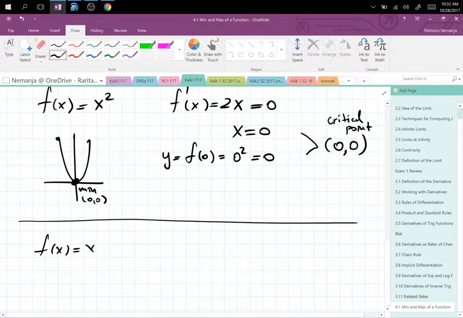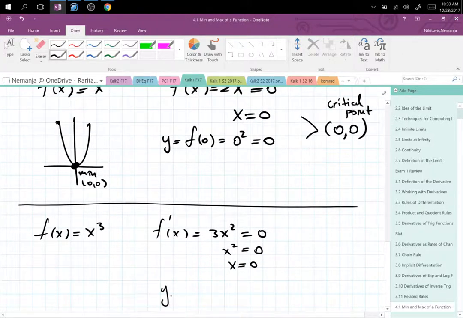f of x equals x cubed. The first derivative there is 3x squared. When you set that equal to 0, you get x squared equals 0 over 3, which is still 0, and you get again x equal to 0. And again you get y, which is f of 0, to be 0 cubed, which is 0, and there's your (0, 0) again. It's still a critical point because it satisfied the definition.